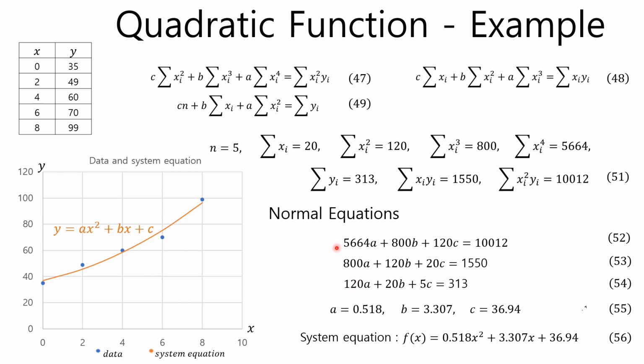From these normal equations, the coefficient values of a, b, and c of the system function can be obtained as shown in equation 55. From this calculation result, the system function can be expressed as equation 56. If equation 56 is visualized, it becomes the orange line in the figure, which represents the quadratic function that most closely passes through all measured data.